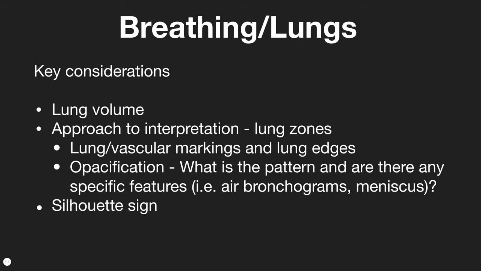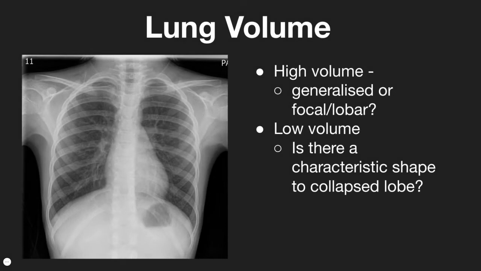We will now cover breathing. The key concepts are listed below, and we will go through each in turn. When we assess lung volume, we are making a general assessment of the lungs. However, this can be difficult due to variability in the degree of respiratory effort. The key questions to ask are high or low volume. If there is hyperinflation, is it generalized or focal/lobar? And if the lungs are low volume, is there an associated area of collapse and does it fall into a characteristic shape?